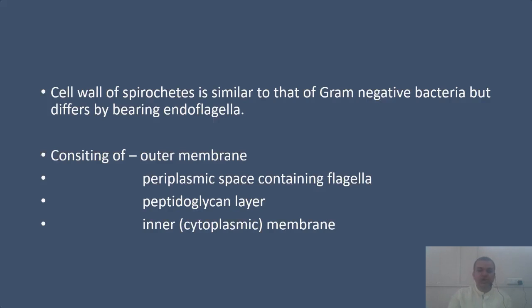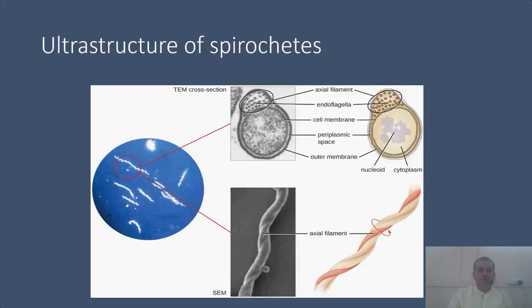It consists of an outer membrane, the inner cytoplasmic membrane, and the peptidoglycan layer. There is a space between the outer membrane and the peptidoglycan layer, known as the periplasmic space. And there the flagella of the spirochetes reside. So this is also called the periplasmic space containing the flagella. Therefore it is called the endoflagella.